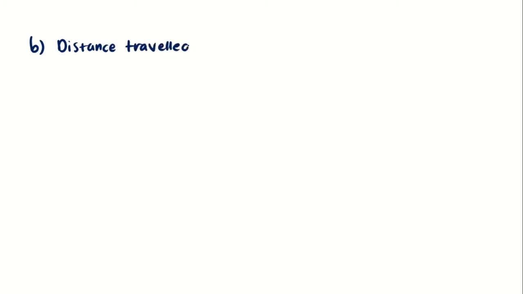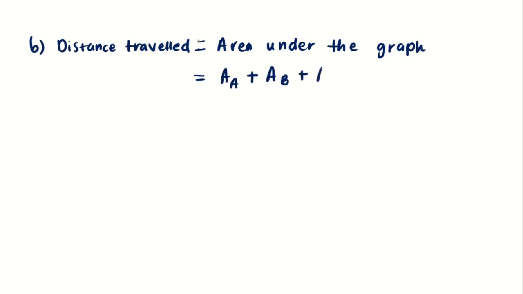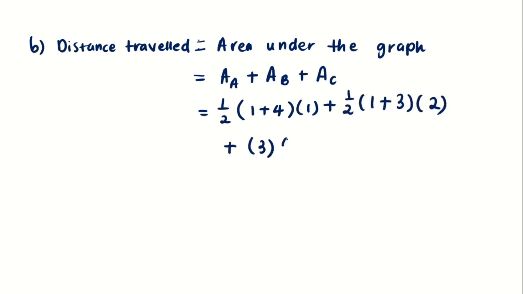And the distance traveled can be calculated by the area under the graph. We have three parts, so we can find area A, area B, and area C. For A and B, the shape of the graph is a trapezium, so we can apply the equation for a trapezium, and for the area under the graph for part C, it is a rectangle. So the final answer for the distance traveled will be 12.5 meters.